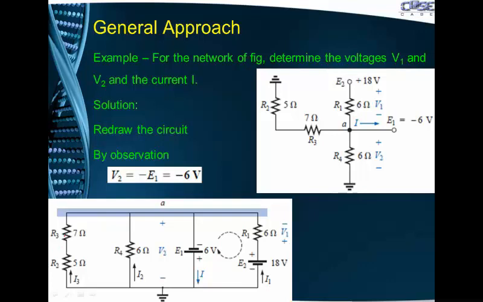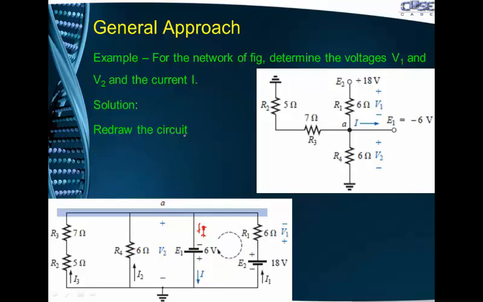Then label all these resistors and their associated values. E1 is 6 volts, E2 is 18 volts, and the unknown quantities that we are asked to determine are also indicated across the required components: the voltage across R1 is V1, and the voltage across R4 is V2, defined here. Similarly, the current entering the negative terminal of the battery is leaving the positive terminal of the battery. So this current I and this current I would be equal.